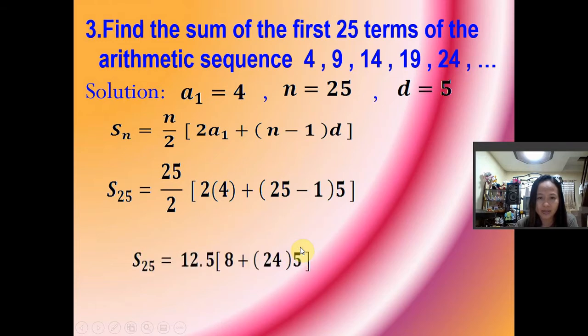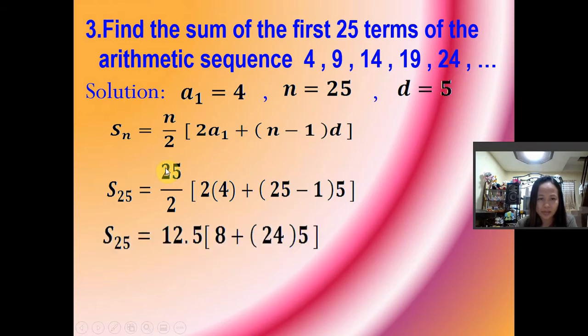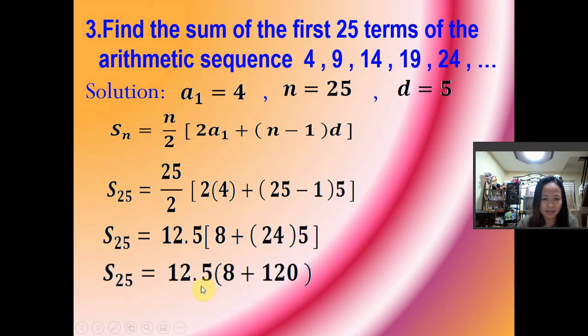Next, we are going to simplify. So 25 divided by 2, that's 12.5. And then 2 times 4, that is 8. So we have our 25 minus 1, that is 24, times 5. So in our next step, we copy 12.5, copy 8. We will have this one first, 24 times 5, and that is 120.